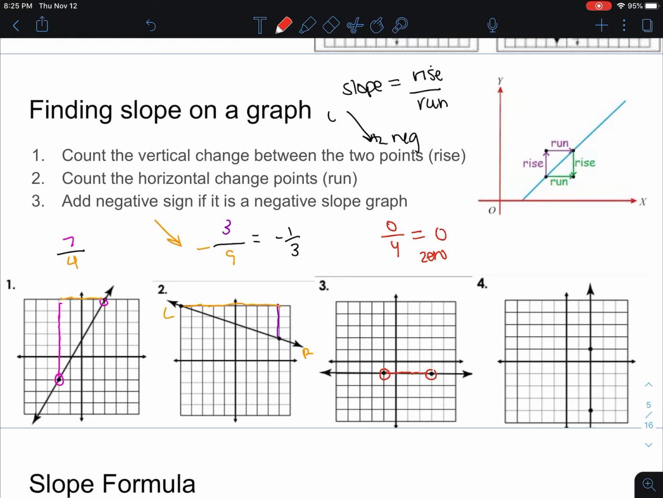And then our last example, we're going to count the rise between our 2 points. So it's 1, 2, 3, 4, 5 over, and the run, right, it doesn't change from left to right. So our run is 0, and that means our slope is undefined, right? You can't do 5 divided by 0, and this is an undefined slope. So now I want you to pause this video, and you can do examples 5 to 16.